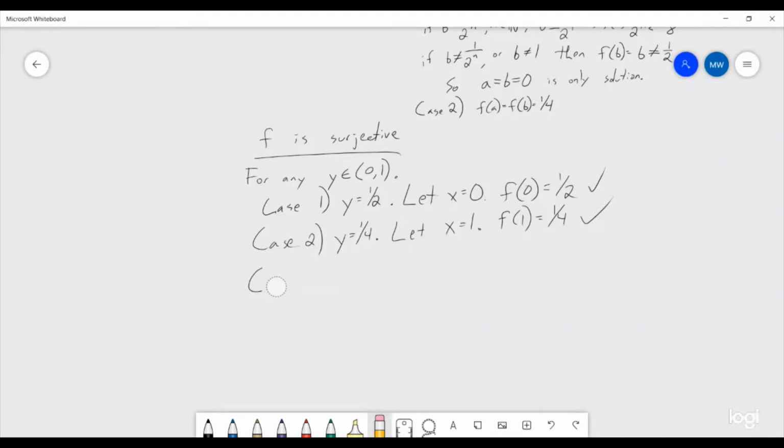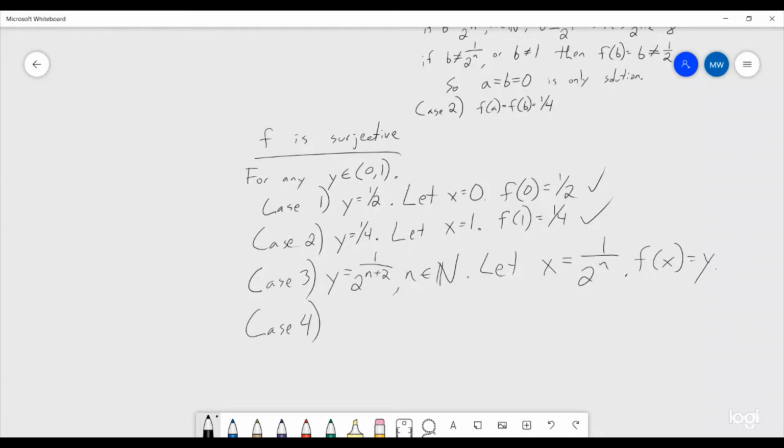Okay. Case 3, y can be written as 1 over 2 to the n plus 2, where n is a natural number. Let x be equal to 1 over 2 to the n. Then f of x is equal to y. So there's case 3, and then case 4, it's none of those, in which case let x be y. And then that's going to give us all of our cases.